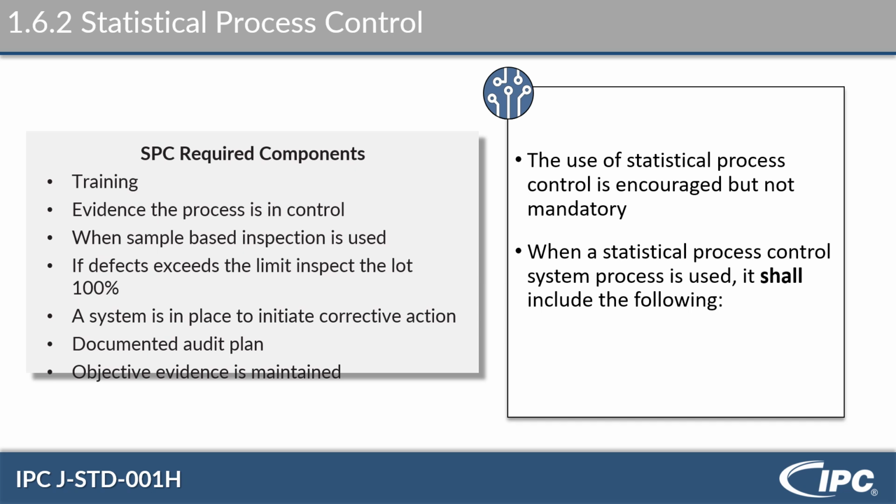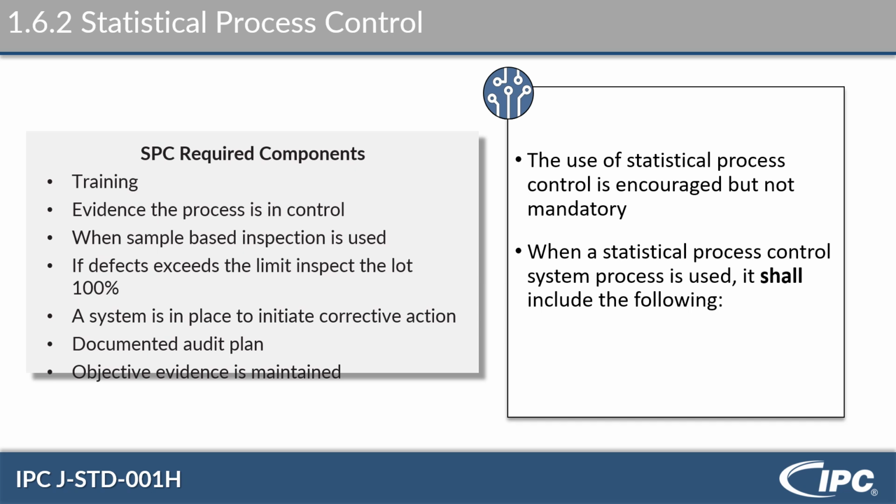It needs to be implemented when sample-based inspection is used. So what I mentioned earlier: instead of looking at every one, you may go down to looking at one in every 10 or one in every 20. If you get a shipment of 20 boards in, you may only look at one or two to see, okay, these are good. I don't see any defects. This is going to indicate that these are fine.